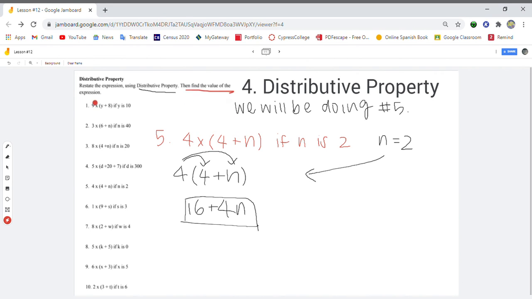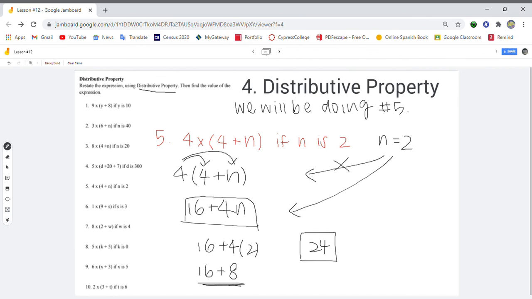Then we have to find the value of the expression. Since we're given that n equals 2, we're actually going to put it into this equation, not in this one. So 16 plus 4 times 2. And then we have to do multiplication first because of PEMDAS. 4 times 2 is 8. And then finally we add 16 plus 8, which is 24.